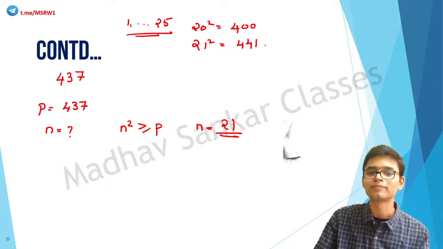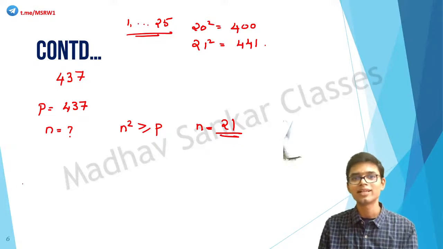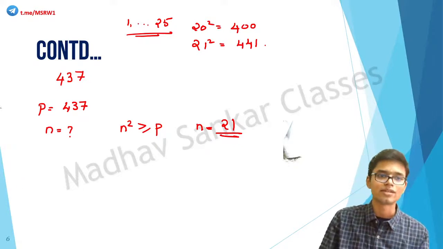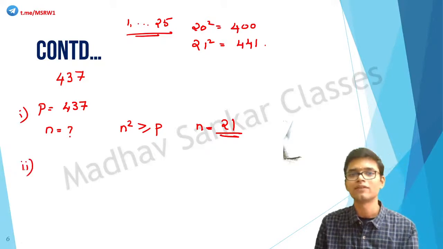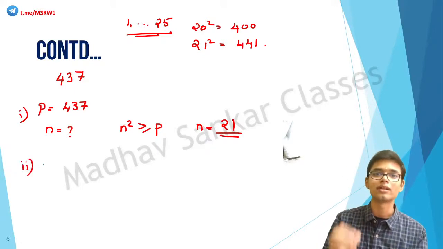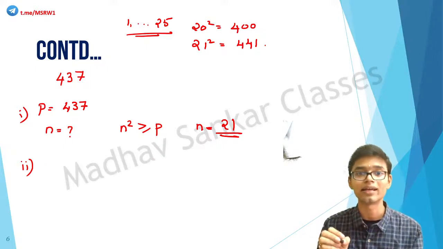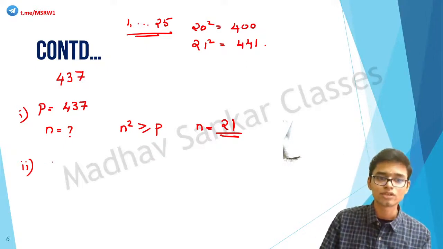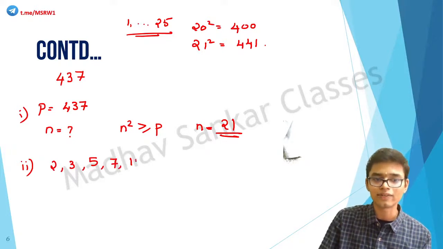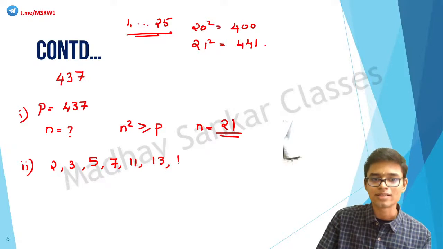21. Clear? So we have identified N. So that is the first step. In the second step, we have to write down the prime numbers less than 21, prime numbers less than N. So what are they? 2, 3, 5, 7, 11, 13, 17, and 19.